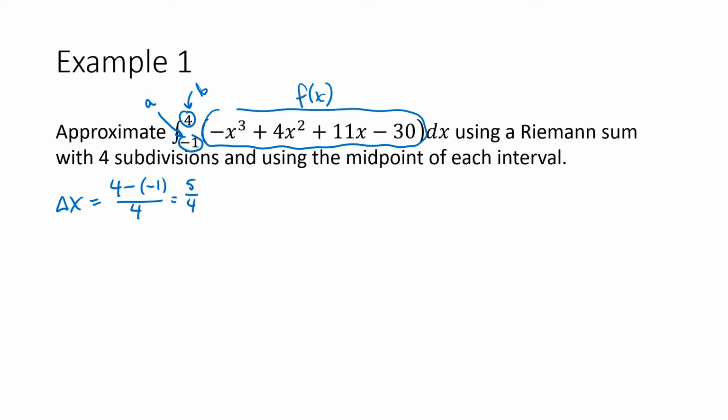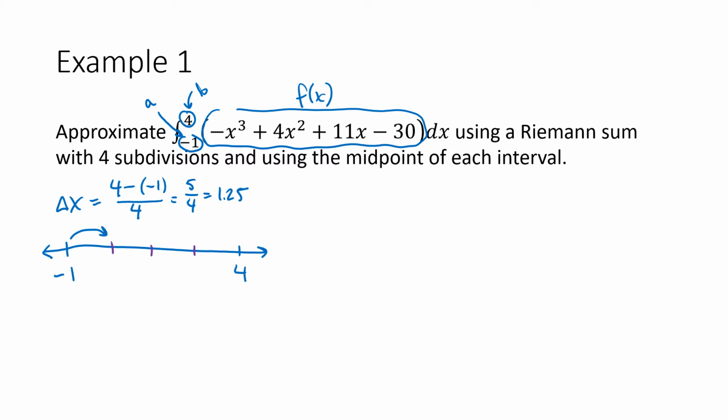So I get 5 divided by 4, or 1.25. And then I'm going to write my number line. So I'm going from -1 to 4. I've got 4 subintervals, so I'm going to draw 3 dividing lines, 1, 2, 3. So I've got my 4 subintervals there. I'm going to use my delta x to figure out where those dividing lines are.